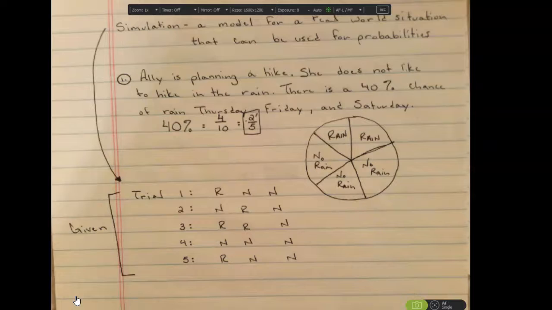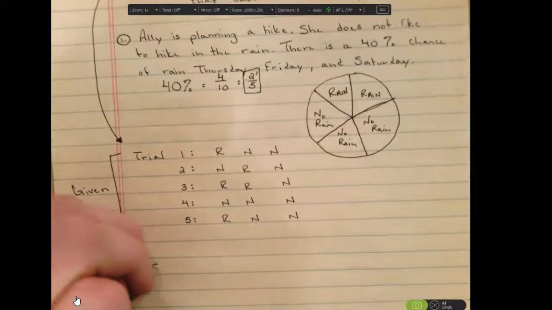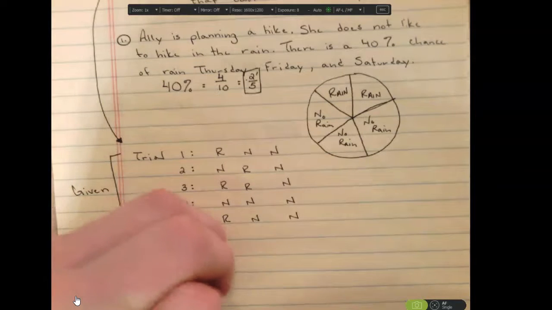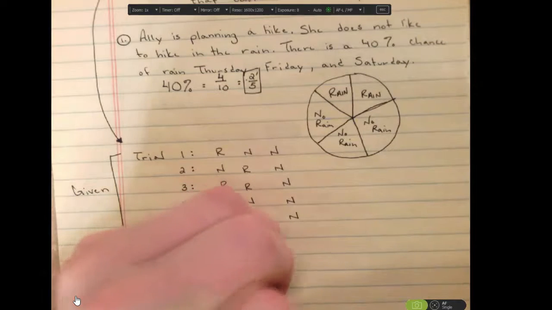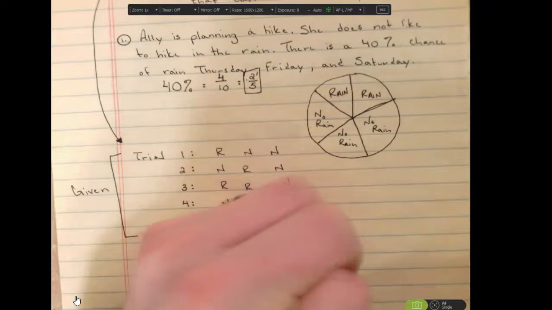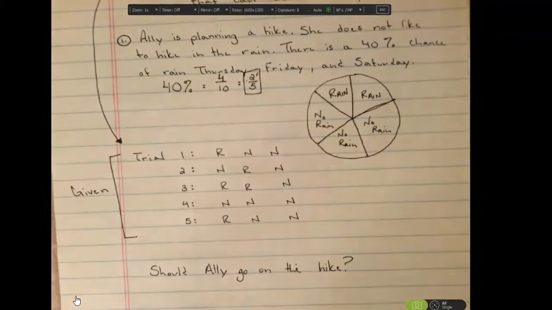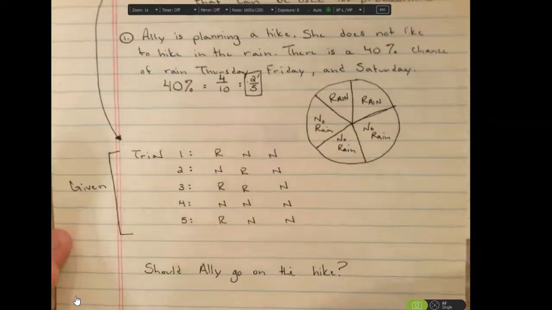And my question, guys, with this problem is, should Allie go on the hike? And remember, she doesn't like to hike in the rain. This is like a question we would ask ourselves in the real world, because a lot of us don't want to do things in the rain. So what's the weather look like?